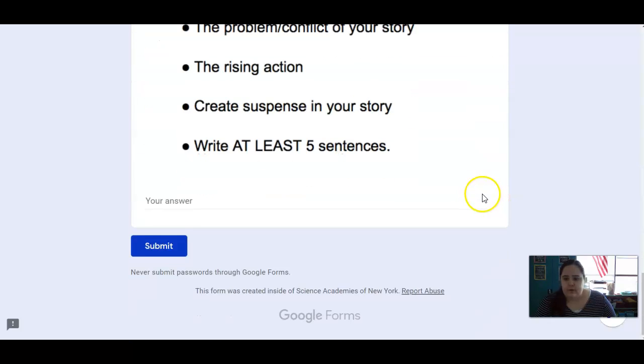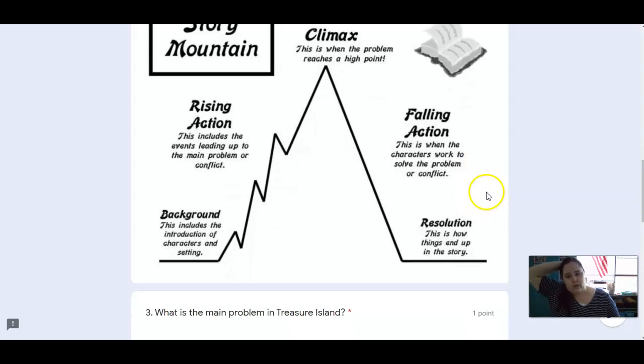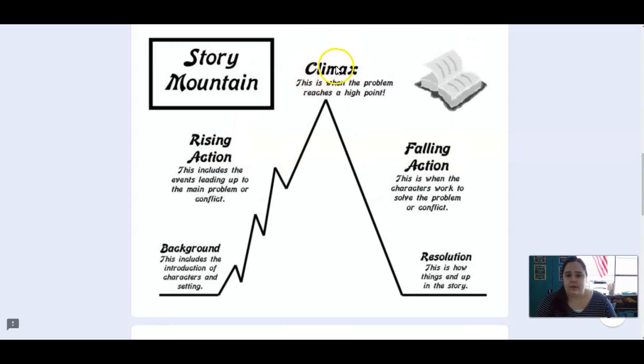All right, for the rest of skills, we are going to look back at the story mountain. So when we are writing a story, we start with the background. Then we have the conflict, the rising action. The climax is where it reaches a high point, so that's the most interesting part of the story. And then the characters start to solve the problem, and then we end the story.